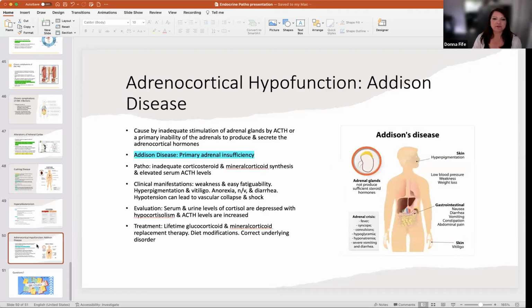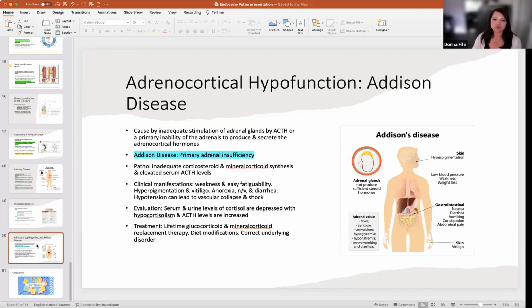All right, finally, adrenal cortical hypofunction or Addison disease. The cause is inadequate stimulation of the adrenal glands by ACTH or a primary inability of the adrenals to produce and secrete the adrenal cortical hormones. Addison disease is primary adrenal insufficiency. Pathophysiology: there's inadequate corticosteroid and mineralocorticoid synthesis and elevated serum ACTH levels.